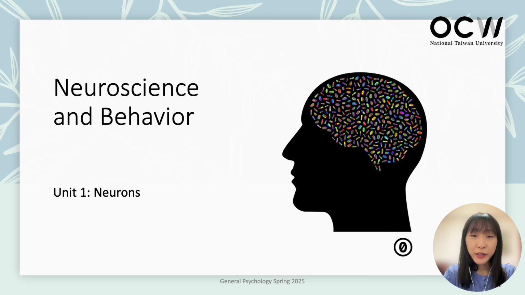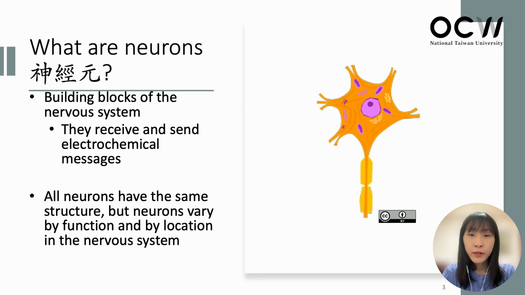In the previous videos, we went over the history of psychology, different schools and perspectives that psychologists may take, and also different research methods and design. In this new series of videos, we will talk about neuroscience and behavior. First, let's talk about neurons.